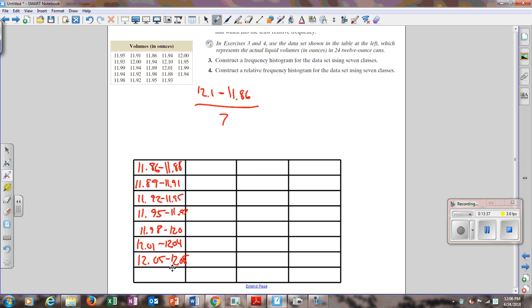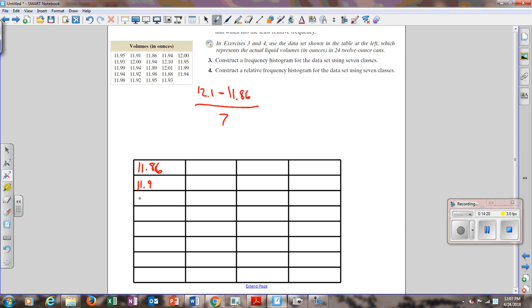Okay, something bad happened here because we had 12.1 minus 11.86 divided by 7. I should have rounded up to 0.04. I rounded down. That makes all this garbage. It's a good check though. Make sure that you are doing it correctly. In the end, I knew that I didn't have a category for 12.1, so I knew that it wasn't right.